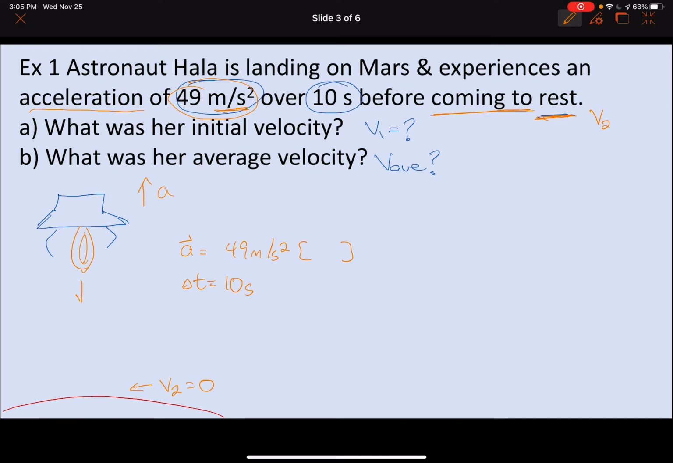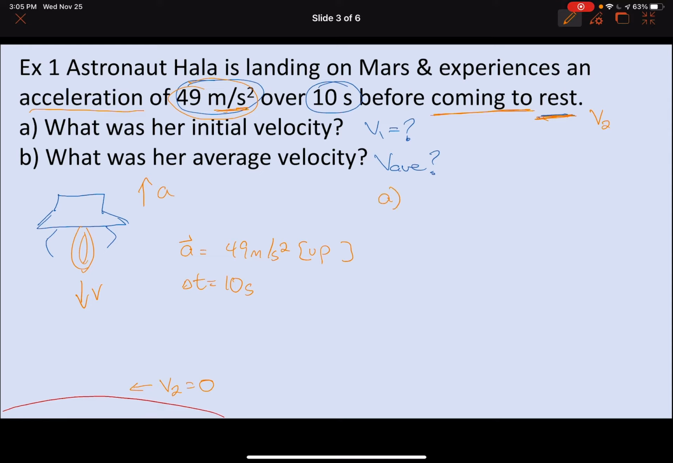Her velocity is down this way. She does not want to speed up and crash into the planet. She wants to slow down and gently land on the planet. So her acceleration is upwards, but just notice that her velocity is down the entire time. Okay, so that's something to notice. Let's see if we can solve these.